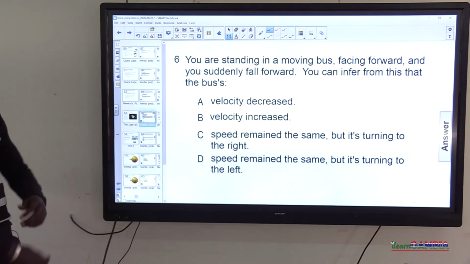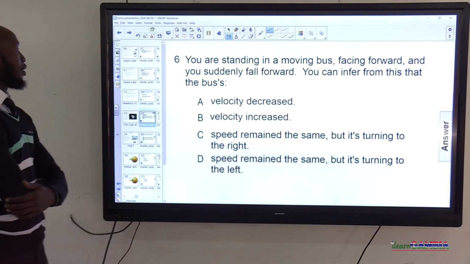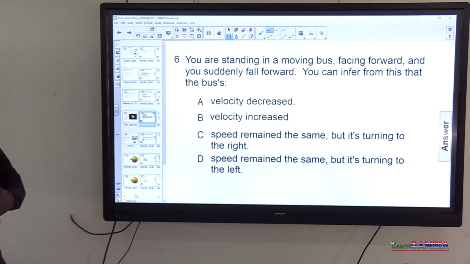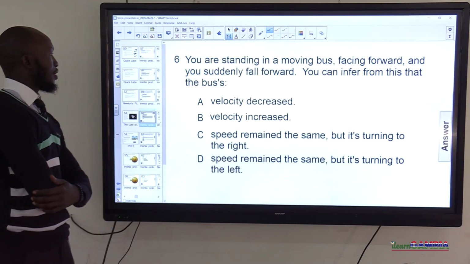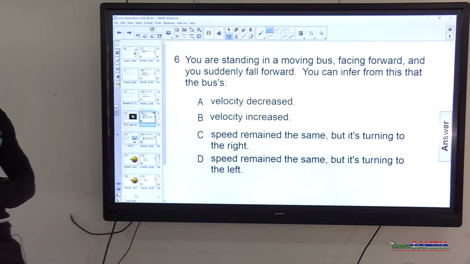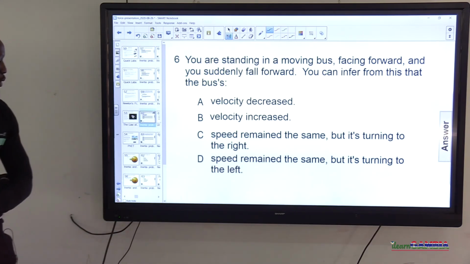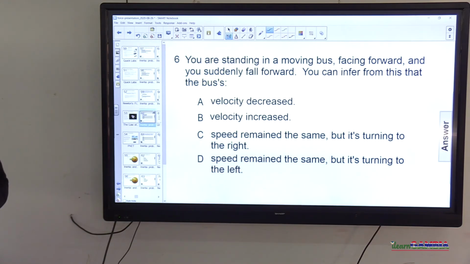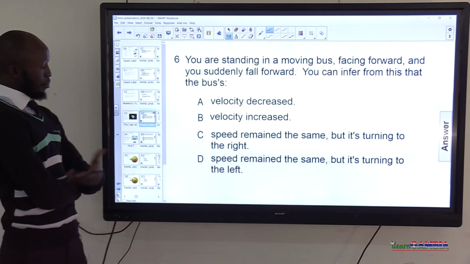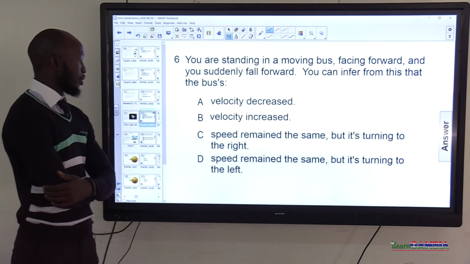Number 6: you are standing in a moving bus facing forward and you suddenly fall forward. You can infer from this that the bus's: A, velocity decreased; B, velocity increased; C, speed remained the same but it's turning to the right; D, speed remained the same but it's turning to the left.